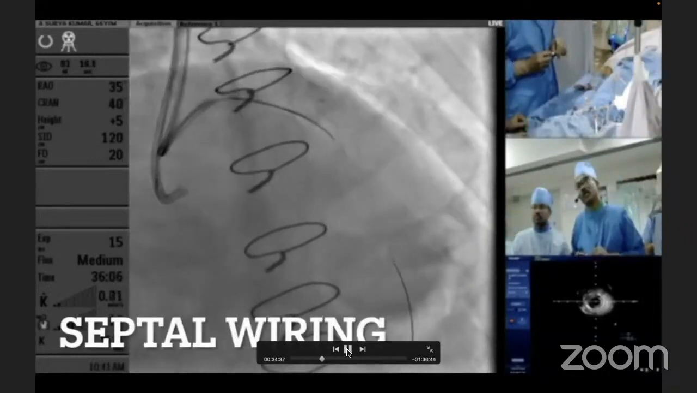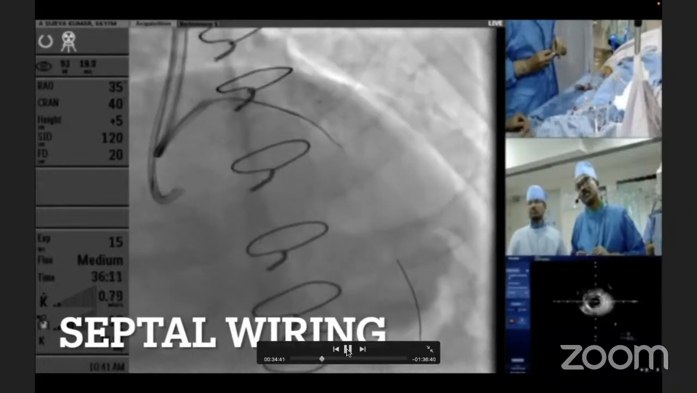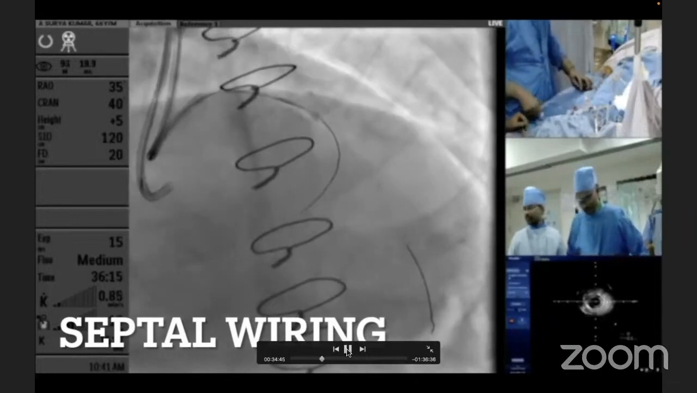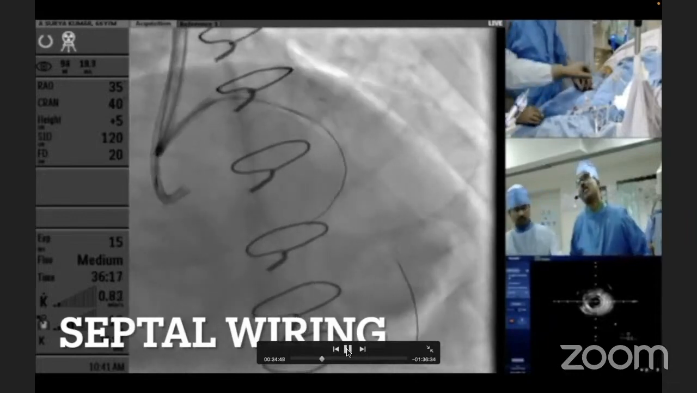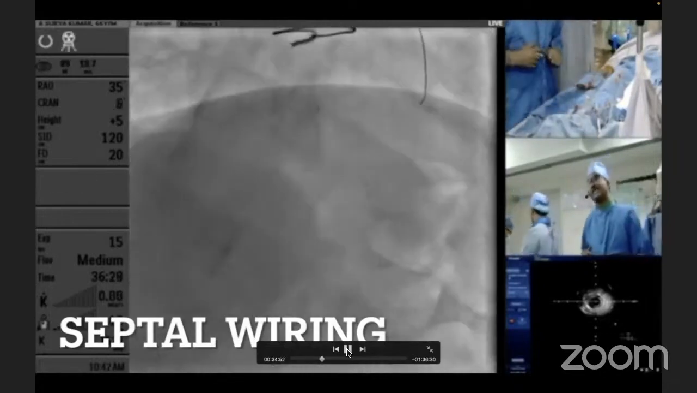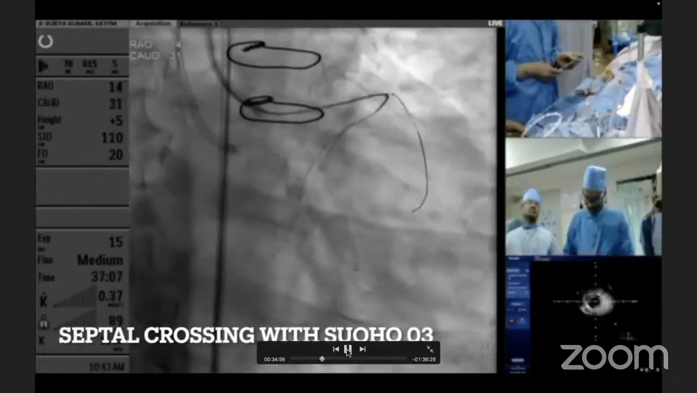I think it may not give great support here. But if you have techniques to enhance your support, it's fine. Okay, so you did not stent the LAD. You are just trying to go through the septal into the right. Yes, we are.